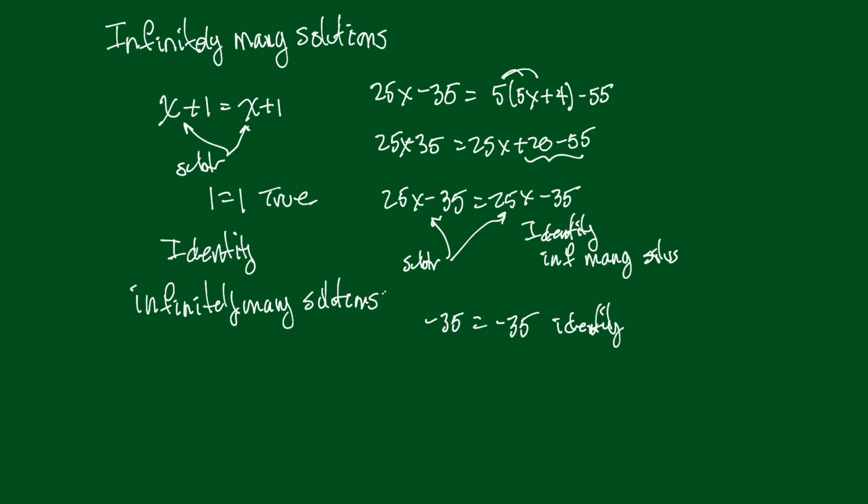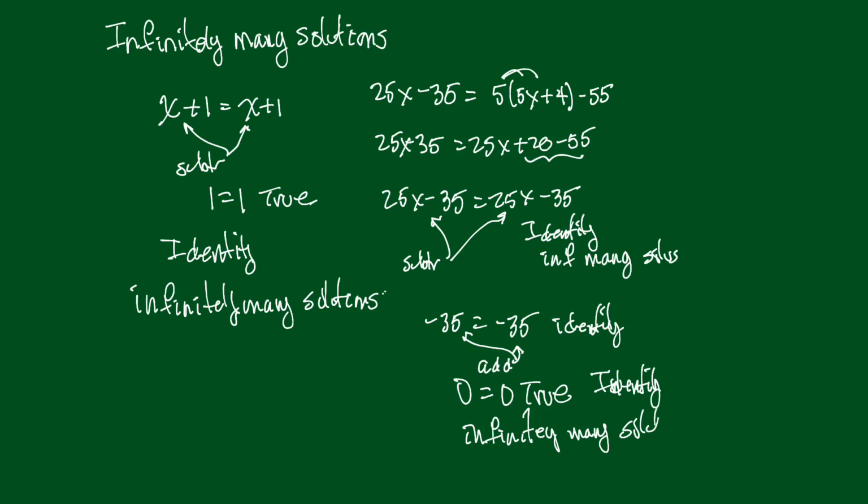But suppose you just wanted to push it further, just for fun. So what if you wanted to get, say, 0 on this side? Something equals 0. So what you're going to do is you're going to add 35. But if you add 35 to both sides, you get 0 equals 0. Okay, now that, again, is a true statement. And a true statement will always give you an identity. An identity means infinitely many solutions.